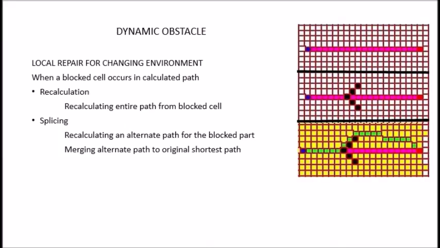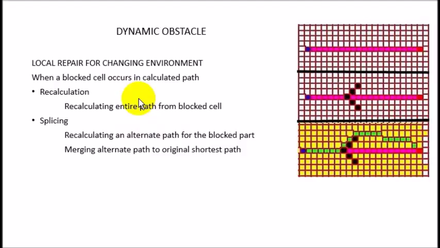The next step would be to plan for dynamic environments. The dynamic condition implies that the cells' states are continuously changing. So in order to detect whether we have an obstacle or not, we are continuously scanning an area of radius 5 cell units around the vehicle. Two methods are used to avoid obstacles in changing environments: recalculation and splicing.